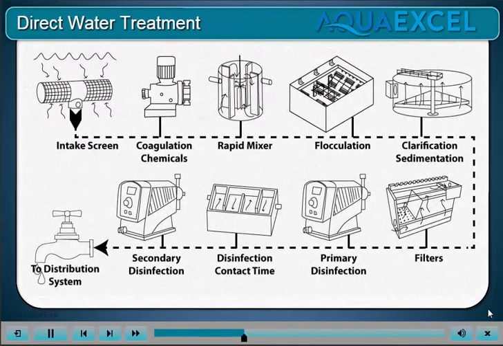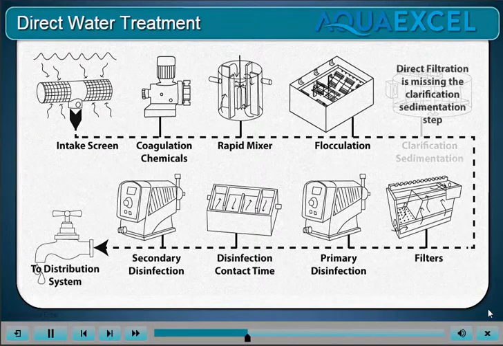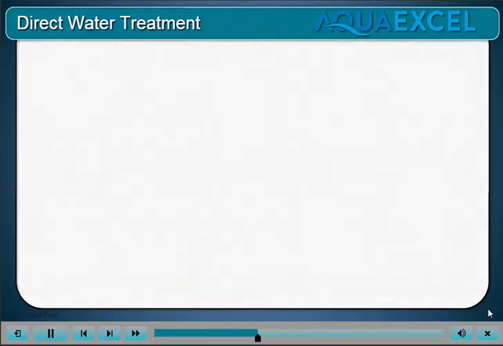A direct filtration process is mostly the same as a conventional treatment, but it's missing the sedimentation step. It has chemically assisted filtration, meaning it has the coagulation and flocculation, but it is a simpler system meant for smaller plants with lower flow water needs.